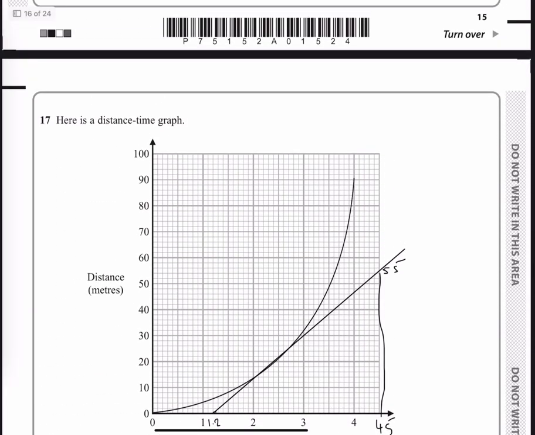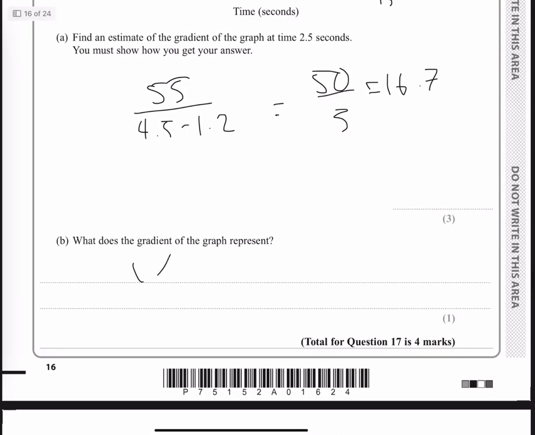Well, hopefully you know this. On a distance-time graph, the gradient is speed, or velocity. I probably would be more careful and say velocity. And then the gradient of a velocity-time graph gives you your acceleration, okay?